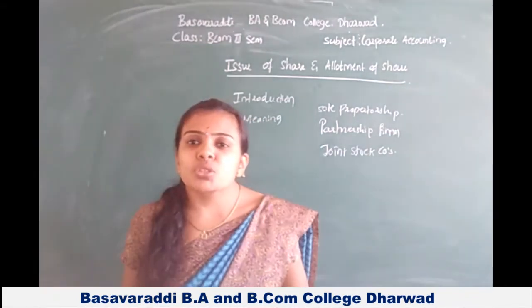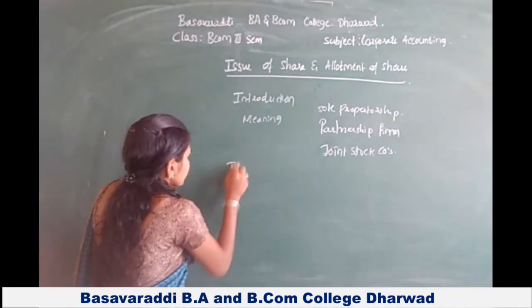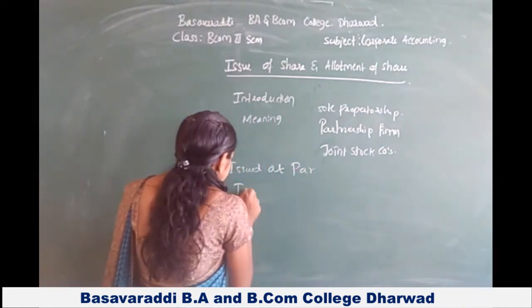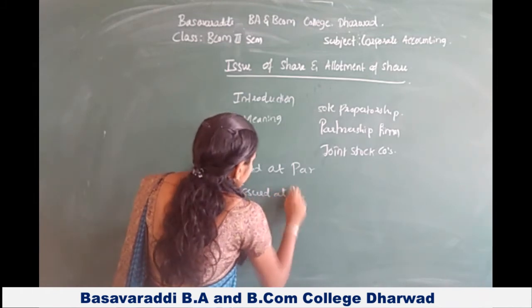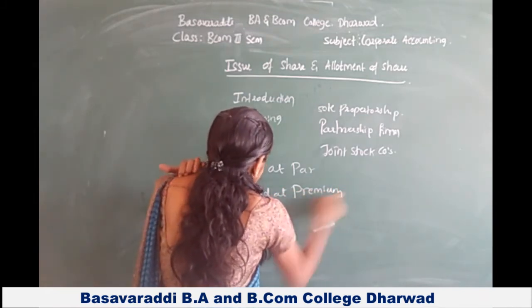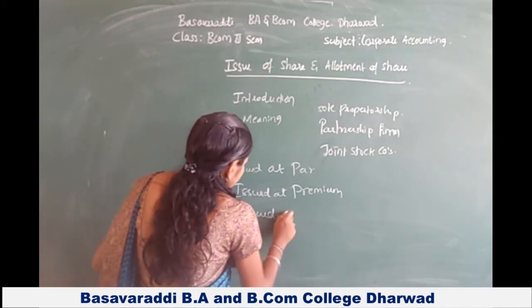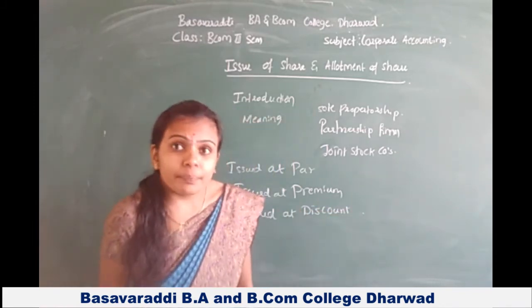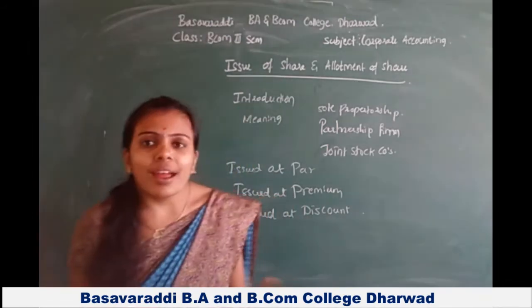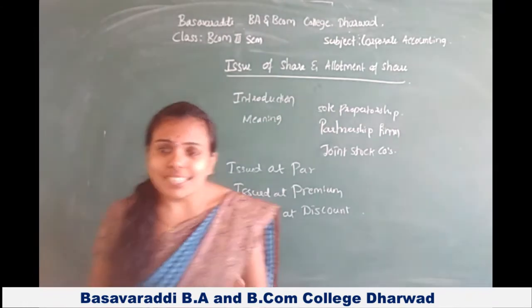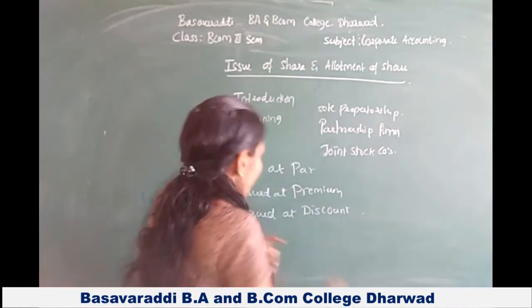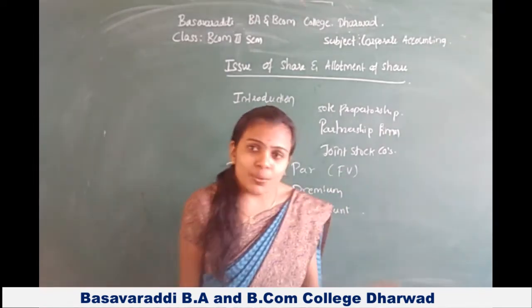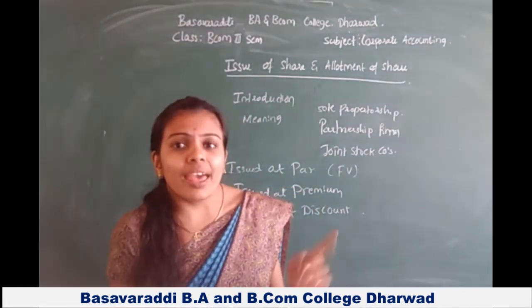The shares can be issued at par, issued at premium, and issued at discount. Shares issued at par means at the face value. If it is at the face value, we call it issued at par. More than the face value is called premium and less than the face value is called discount.